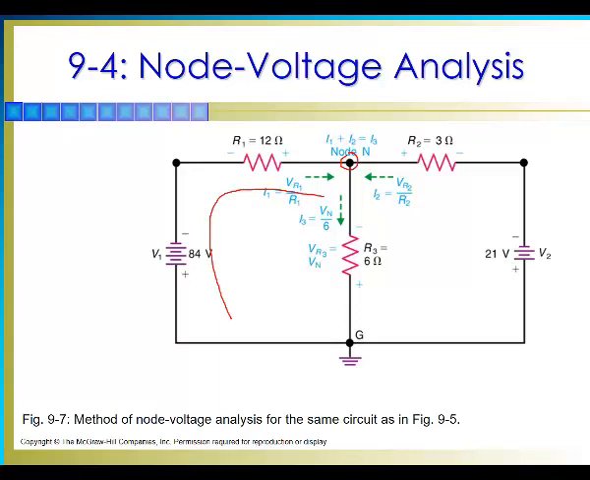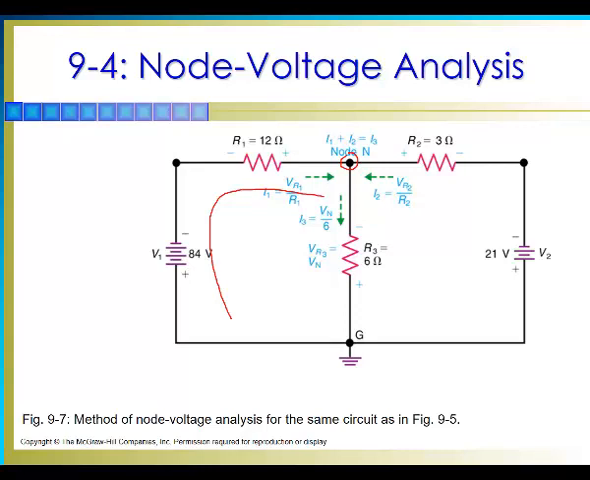and then some voltage drops across this resistor, okay? So from 84, we're going to subtract this amount, and this is going to be the voltage that's going to be at this node, okay? And that would be the same voltage going through this resistor. The current that goes through the resistor will generate a voltage drop equivalent to this node right here.